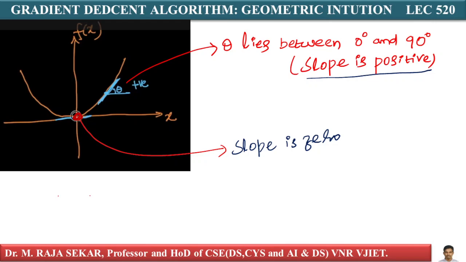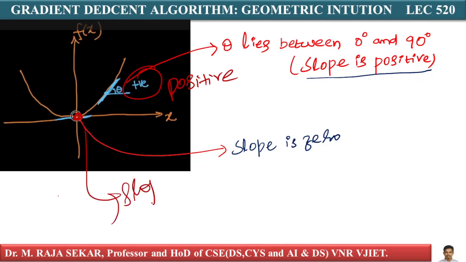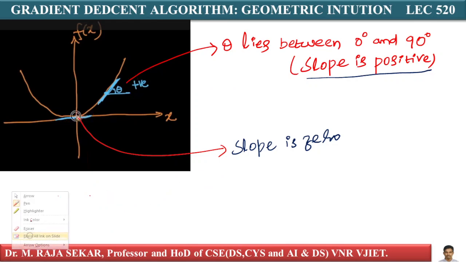The slope on one side of minima is positive, let me assume on the right side. Here slope is positive, here slope is 0, isn't it? The slope on the right side is positive, and at minima it is 0. If you take the tangent, this is the tangent, isn't it? Therefore slope is 0.